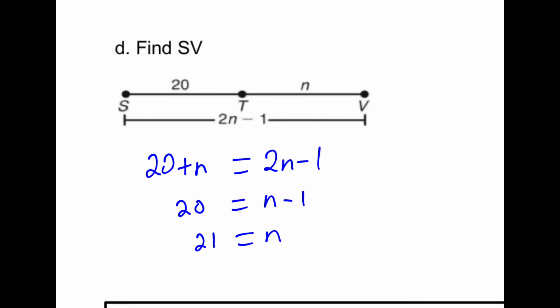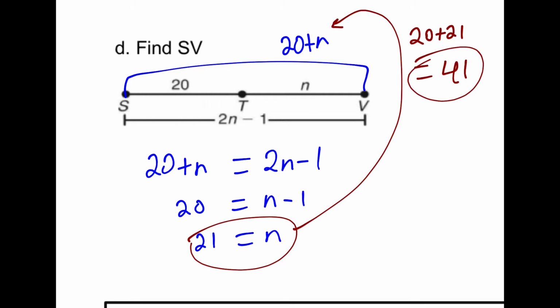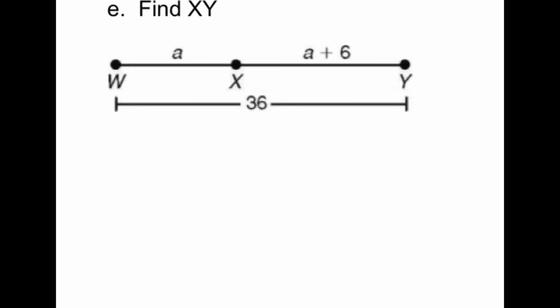Now, they might ask you to find SV. So that is 20 plus n. And then I have to plug in 21, and I'm really taking 20 plus 21, which is 41. So don't just assume if you solve for your variable that you have the final answer, because you have to plug it back in too.